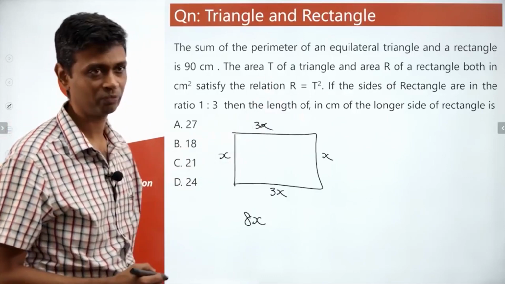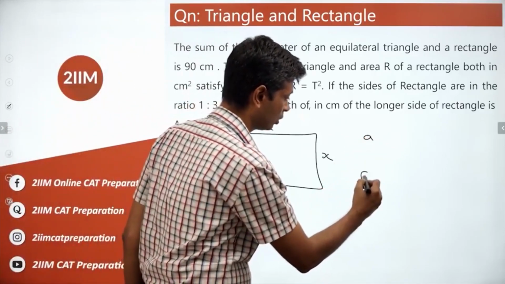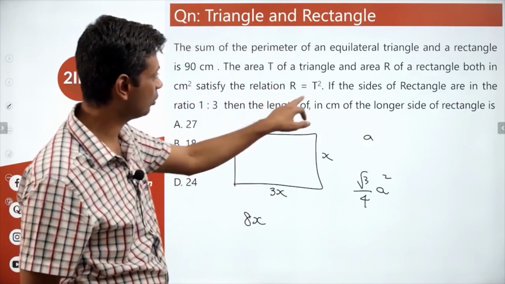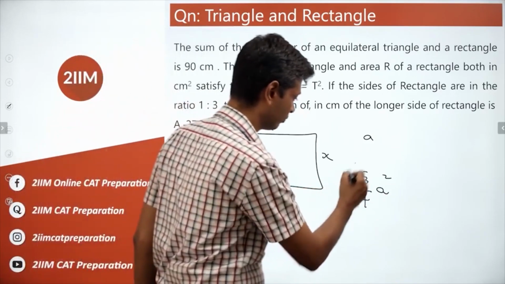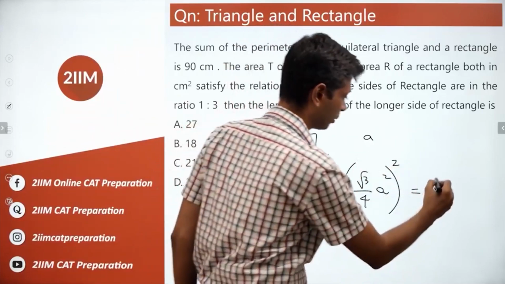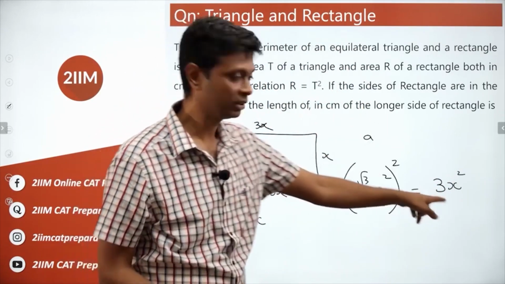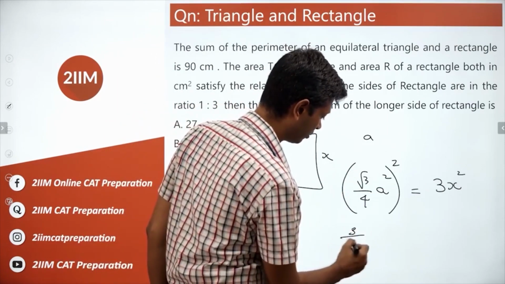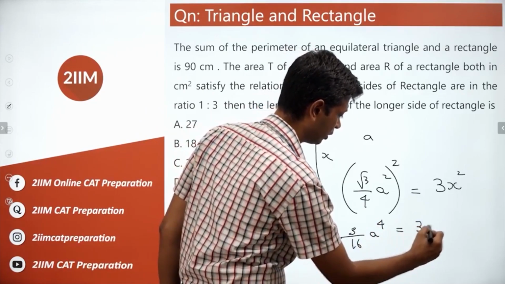Lovely. The area T of the triangle and area R of the rectangle, both in centimeter square, satisfy the relation R equals T square. And first of all, let's say side of the equilateral triangle is a, and area would be root 3 by 4 a square. And so R equals T square. So if you square this, that should be equal to area of the rectangle. So we take this and square this. That will be equal to area of the rectangle, which is 3x square. Root 3 by 4 a square, the whole square is 3x square. Lovely. So root 3 by 4 a square, the whole square is 3 by 16 a power 4 equals 3x square.